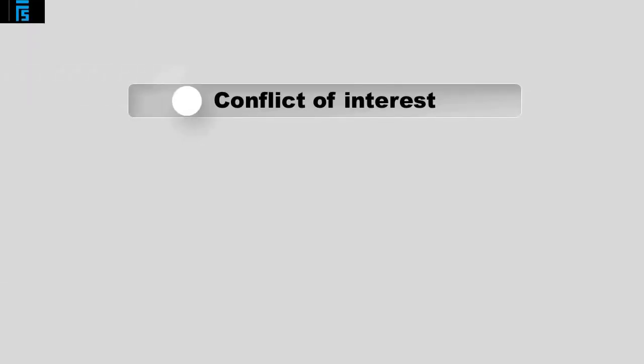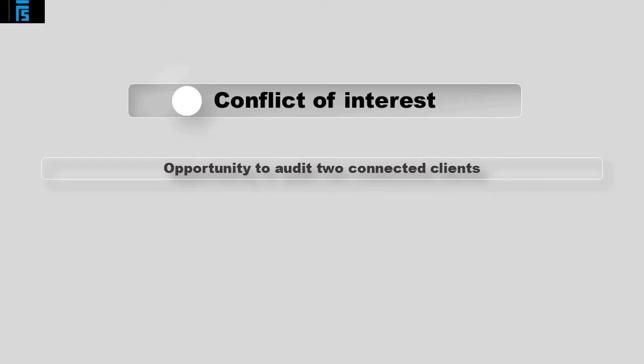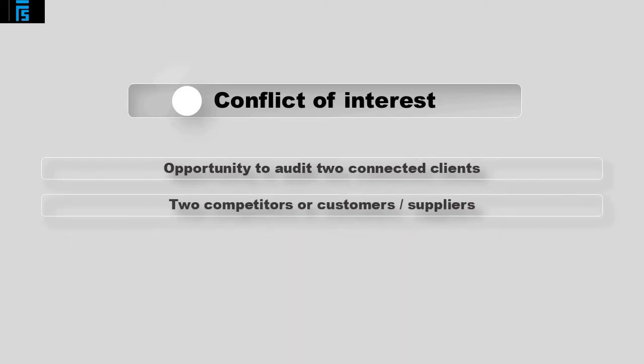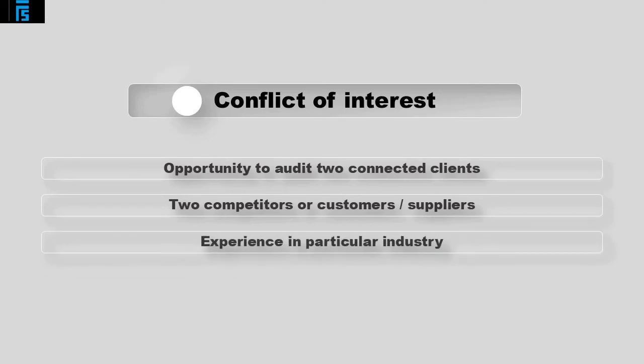A conflict of interest arises when the audit firm has the opportunity to audit 2 connected clients. For example, to audit 2 competitors or clients that are in a major supplier-customer relationship. This situation may arise if you have a client and due to your experience in that field you have been approached by the other client. It can also arise when audit firms merge together and they find that both parties have a client that is connected to the other. The main issue with a conflict of interest is confidentiality.